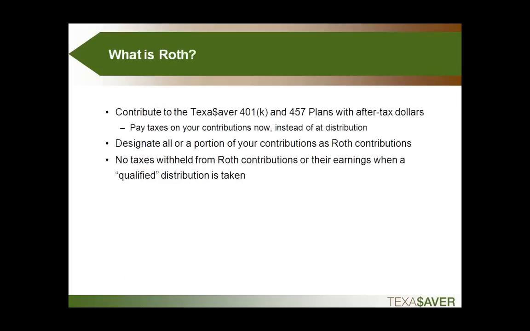So what is Roth? Maybe your first question. Well, Roth contributions allow you to contribute to the Texas Saver 401k and 457 plans with after-tax dollars. Rather than paying taxes at distribution, you pay them now. You could designate all or a portion of your contributions to the Texas Saver plans as Roth contributions. No taxes are withheld from Roth contributions or their earnings when the distribution is taken as a qualified distribution.